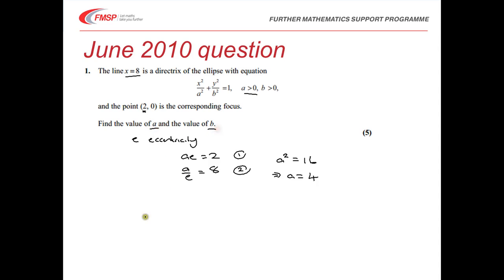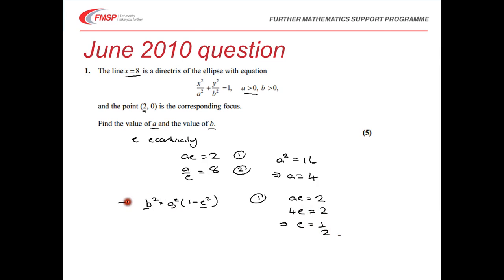We also have to find the value of b, and we can use this relationship between b, a and e, which is b squared equals a squared times (1 minus e squared). We have a value for a, so we'll need a value for e in order to work out a value for b, and of course we can use either equation 1 or equation 2. Equation 1, for example, says ae equals 2. We now know that a is 4, so this is 4e equals 2, so this is telling us that e is actually a half.